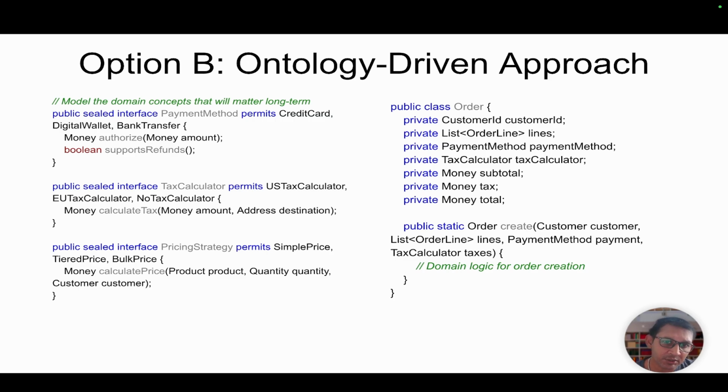Option B follows the ontology driven approach. You define payment methods as an interface that can authorize amounts and declare refund support. You create a tax calculator interface that different regions can implement. You design a pricing strategy interface that can handle simple prices now but can extend to tiered or bulk pricing later. Your order model contains rich domain objects with proper encapsulation and invariance. This obviously takes longer to build initially, but provides a foundation for complex future requirements.